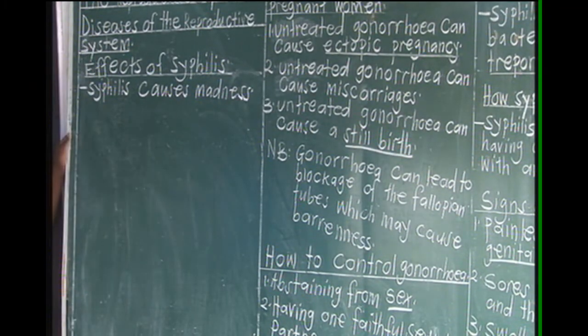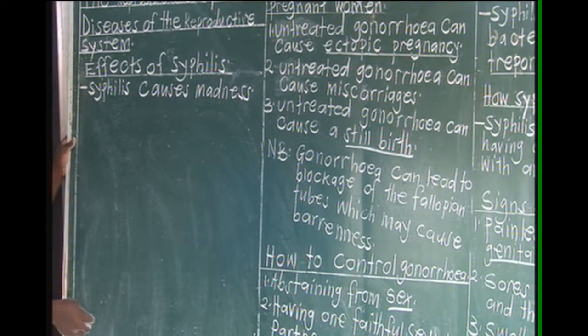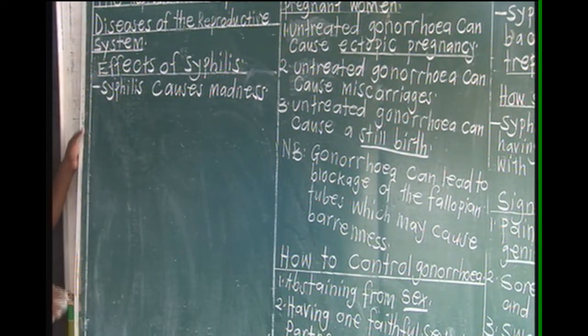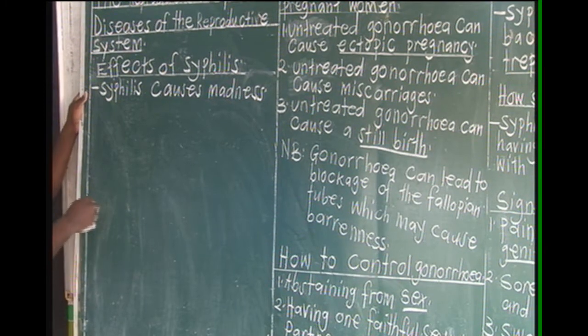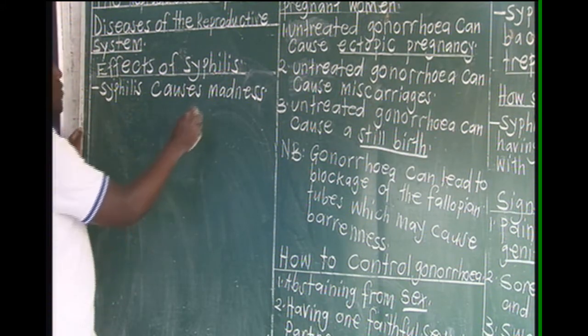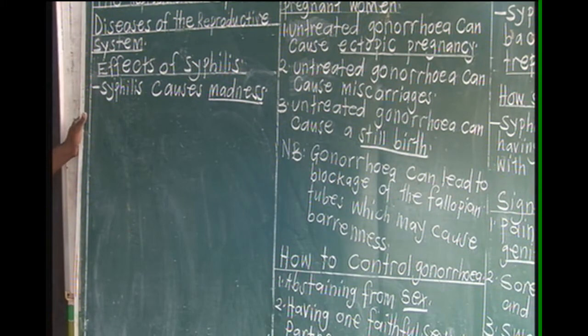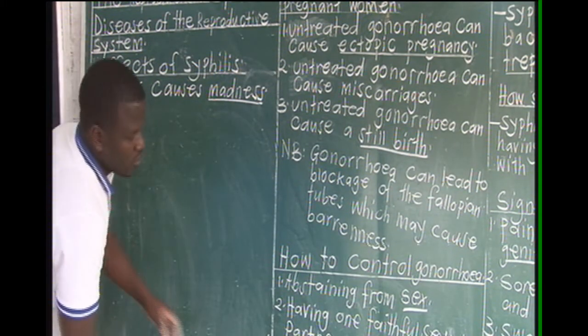Syphilis causes madness, especially in adults. Because when you stay with untreated syphilis for a very long period of time, like 20 years, you become mad. So it causes madness or insanity. So they may ask you the effects of syphilis. You will give madness.